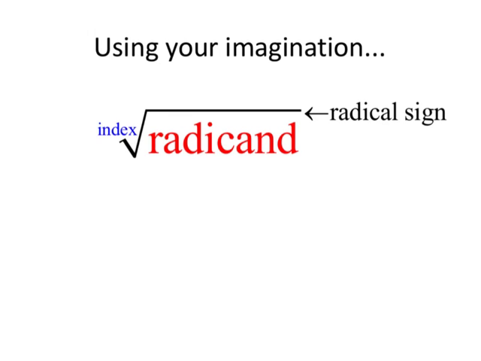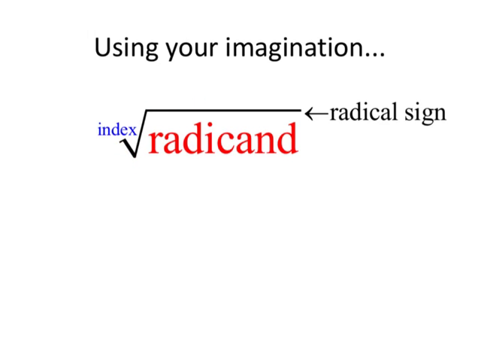And in this example, we have this number out here is called the index, and it's usually written small and kind of inside the V of the root symbol. Then this number underneath here is called the radicand, and then the actual symbol is called the radical sign.